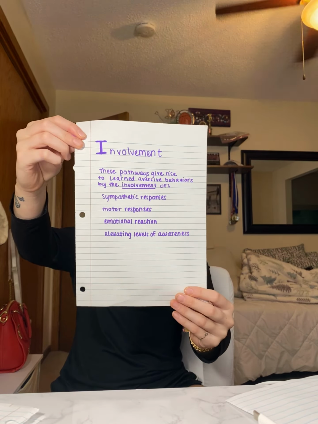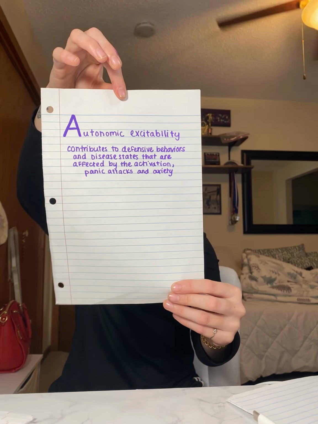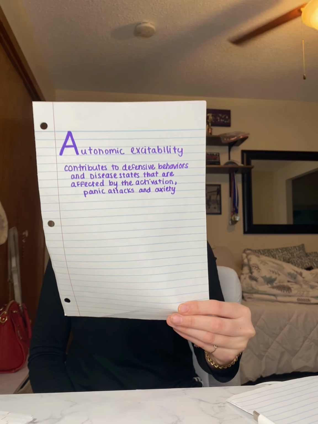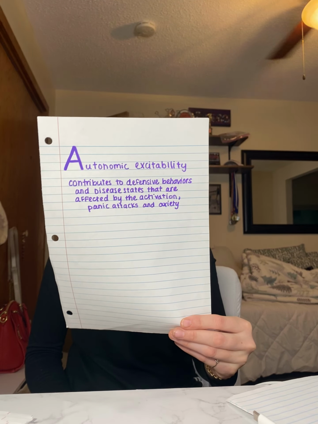I is involvement. These pathways give rise to a learned aversive behavior, and it involves four things. So first we have our sympathetic response, our motor response, our emotional reaction to the stimuli, and our elevated levels of awareness. A, autonomic excitability. This contributes to our defensive behaviors and also contributes to disease states that are affected by the activation. This could be anxiety and panic disorders.